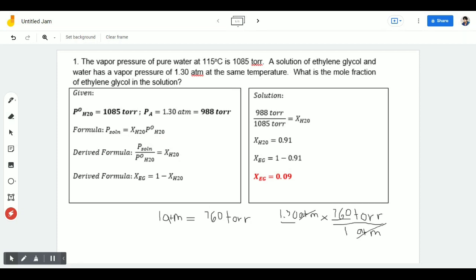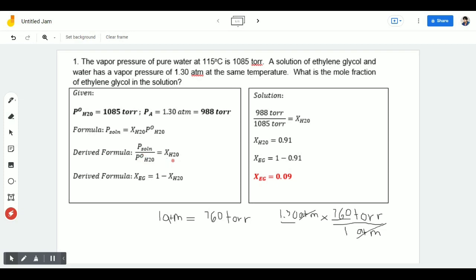Then, since ang hinahanap ay mole fraction ng ethylene glycol, which is ang ethylene glycol ay solute, ang hanapin muna natin is si mole fraction ng solvent, which is si water. So, divide both sides by P raised to O, H2O para makancel siya dito. Kaya ang magiging formula na natin para mahanap si XH2O ay P solution over P raised to O, H2O is equals to XH2O.